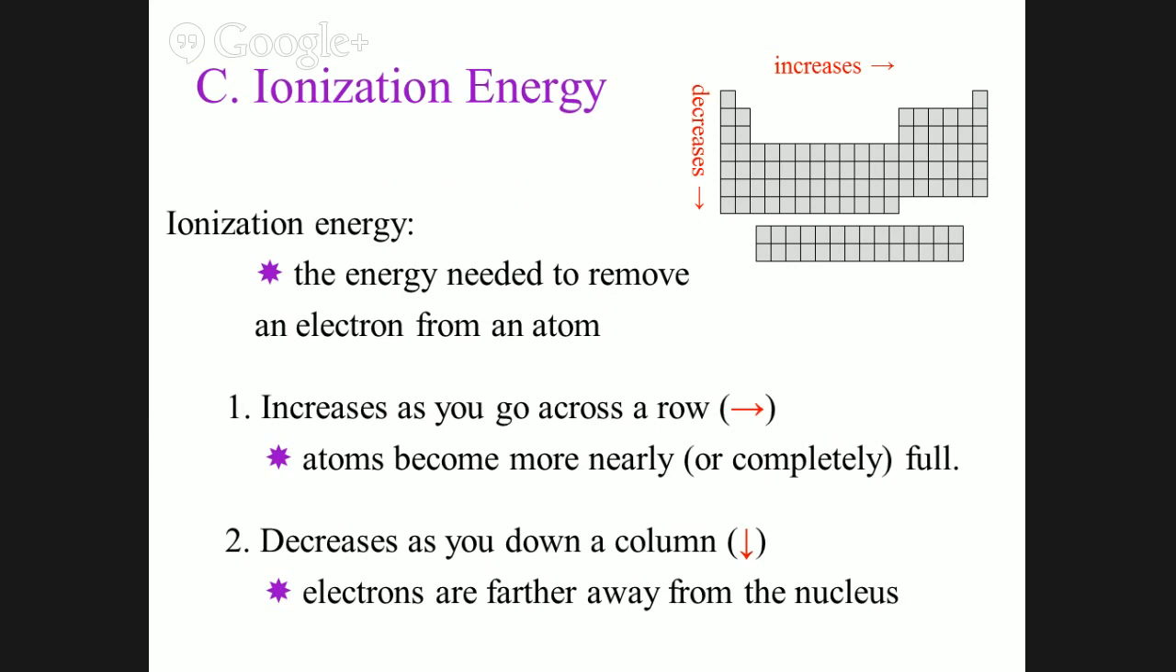Why? Well, as I go across, the shell is becoming more and more full. And in fact, when I get to the noble gases, my shell is completely full. It does not want to lose any electrons. It's most stable being full. And so it's going to require a lot of energy to remove that one electron.